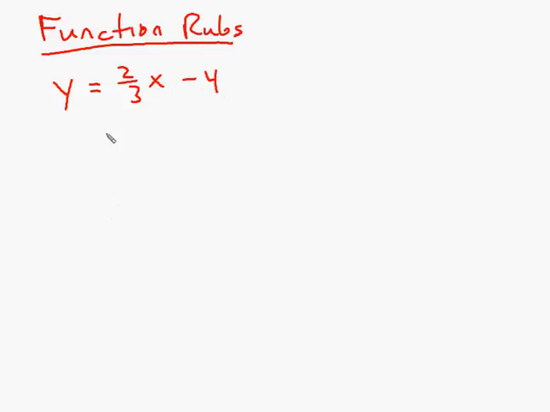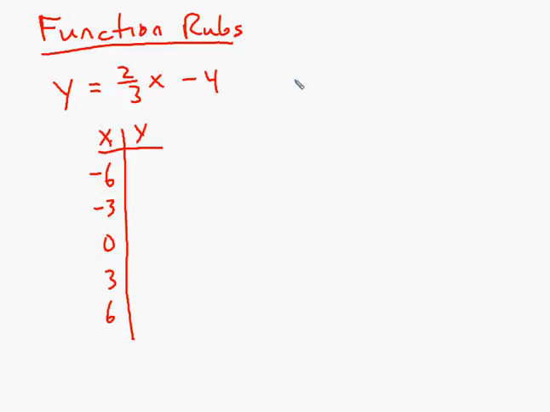What would we do? Well, from the previous days, we would start with a table. We'd write our x, y. And then we choose x's, whatever we want, some negatives, a 0, some positives. But in this case, I'm going to want to choose x's that are divisible by 3 because of my 2/3. Any questions on why I would do that? So I'm going to choose -6, -3, 0, 3, and 6 just to make my work easy.